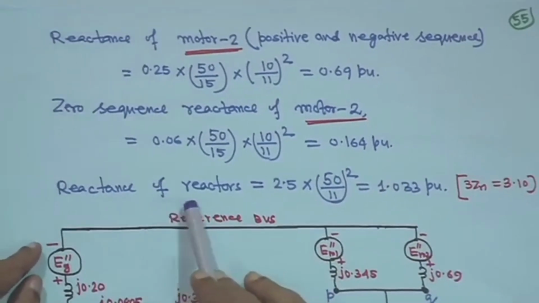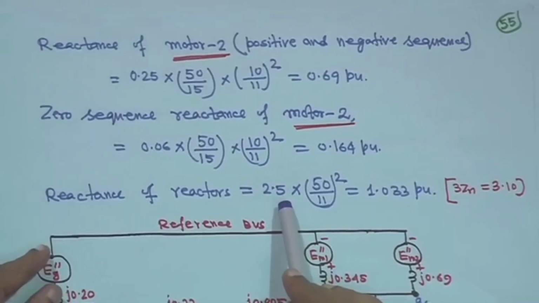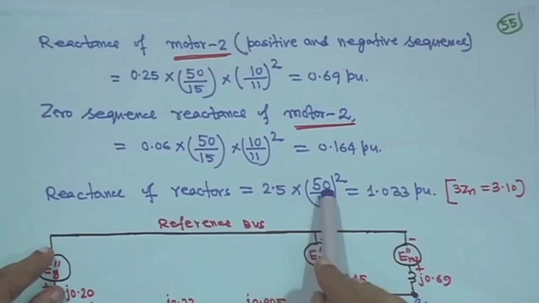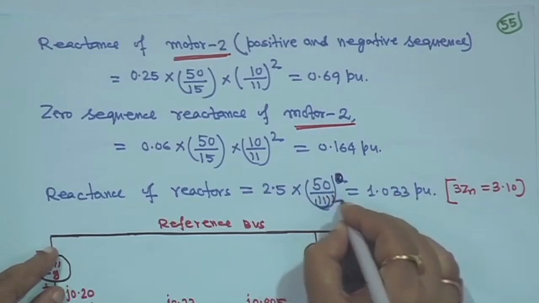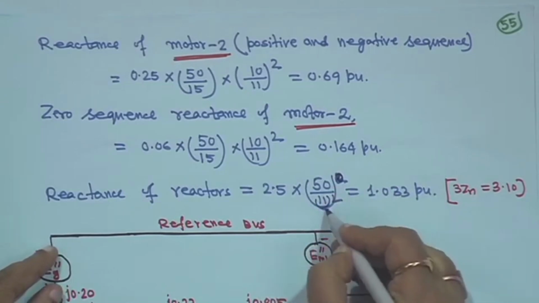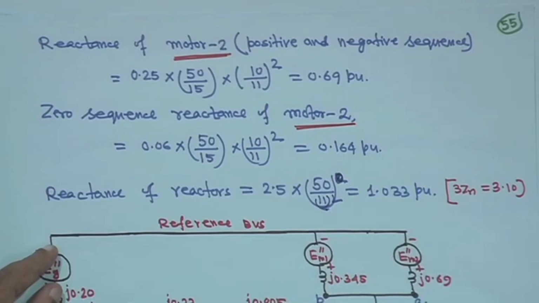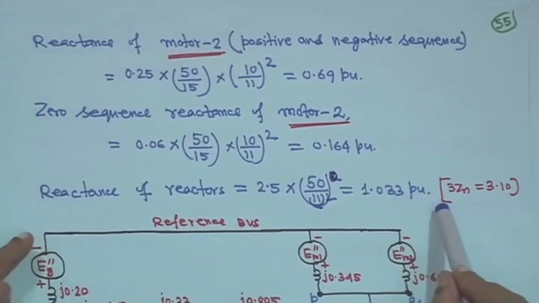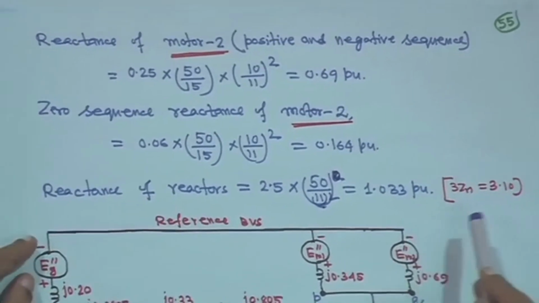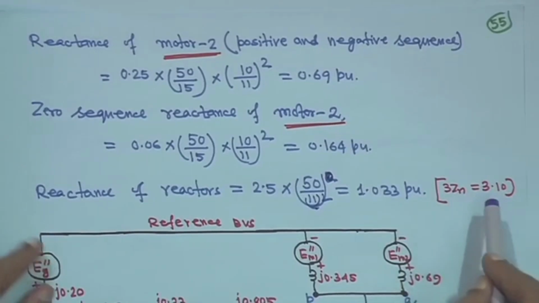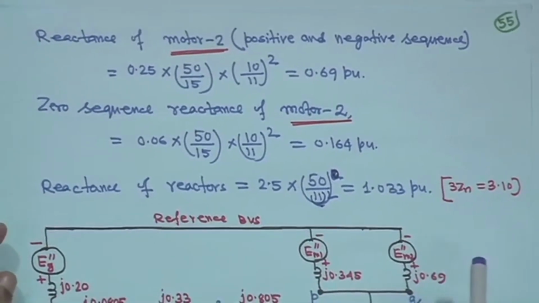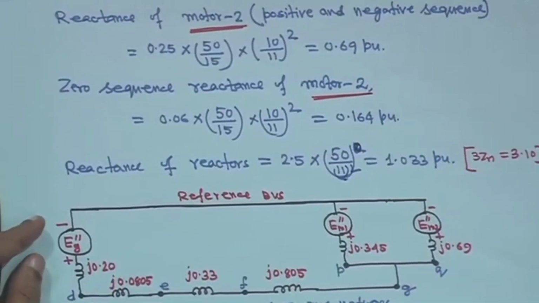Now the reactance of the reactors is given as 2.5 ohm, that is 2.5 into 50 upon 11 square, right. It is not just 50 upon 11, it is 50 upon 11 square. So that becomes 1.033 per unit. But when you draw the zero sequence diagram, this 3Zn will come, so it will be multiplied by 3. So it is 3.10, that we will see later. All these parameters are computed.